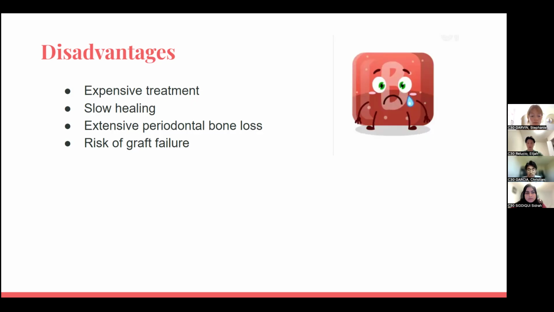And there is a potential for graft failure, as blood supply plays a great role in this procedure, and AlloDerm does not have that many cells in the supply.